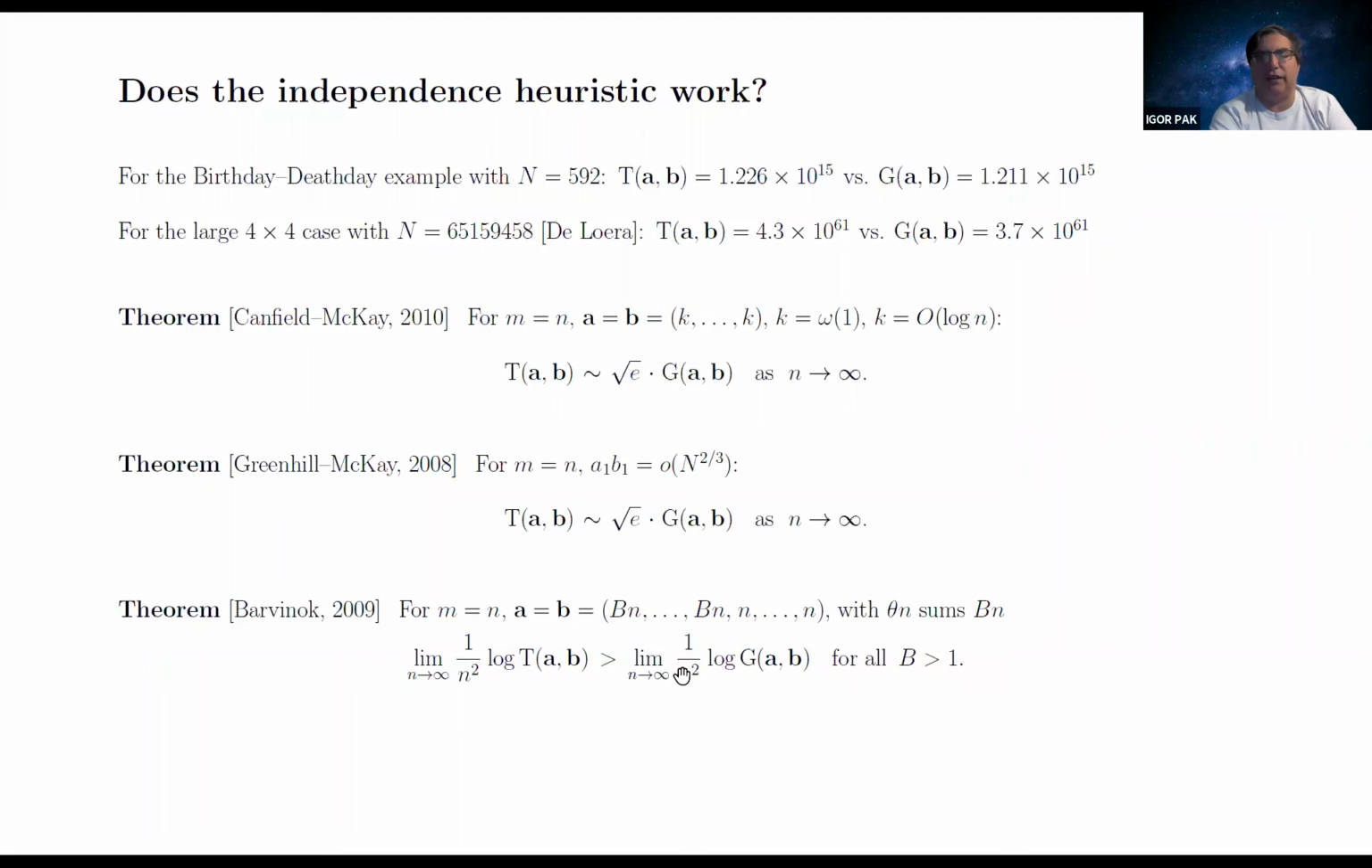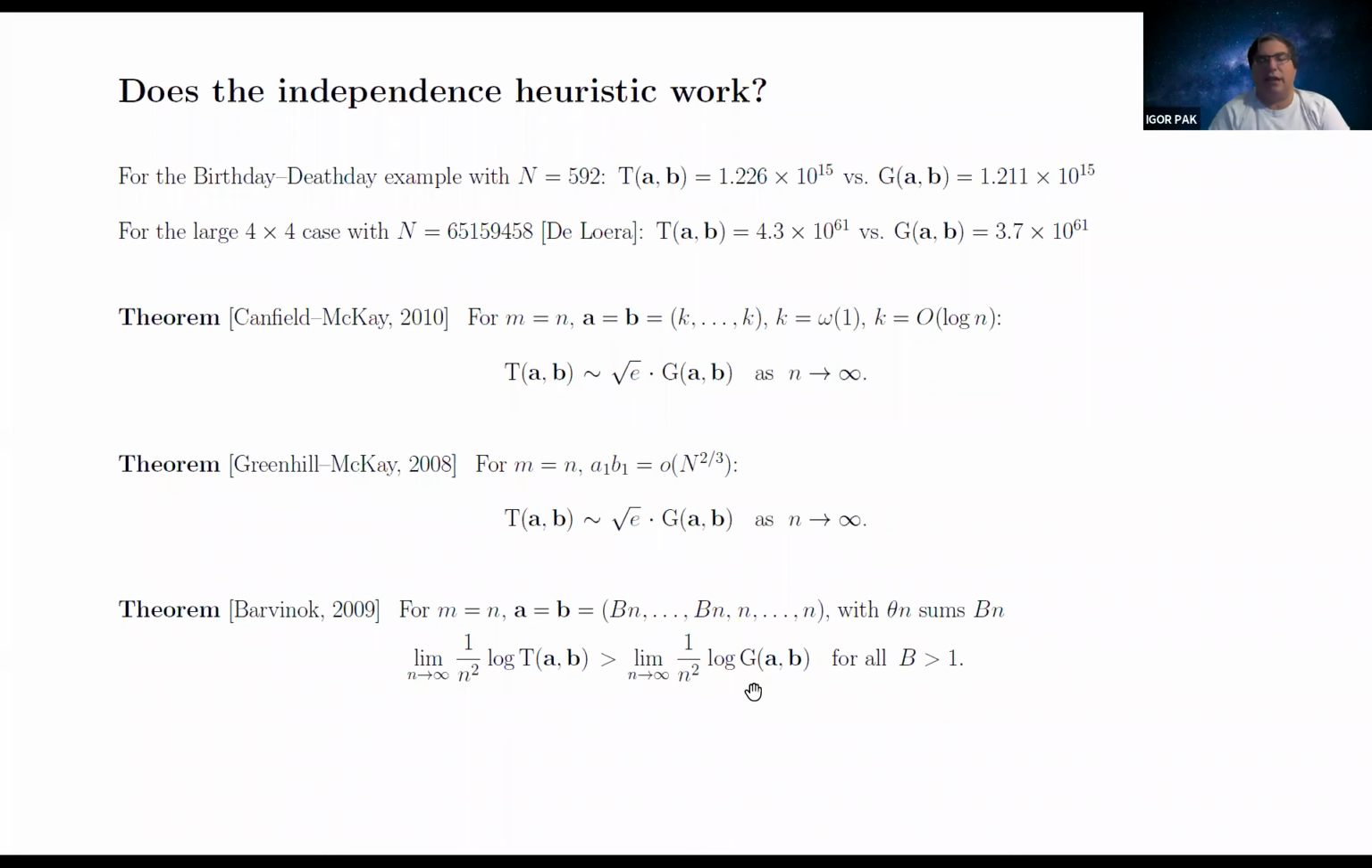If B is strictly greater than 1, then he shows that the logs roughly scale as n squared, and there is a limit in both cases for the independence heuristic. It's an exercise, but these limits are different. So in reality, the independence heuristic strongly undercounts the number of contingency tables in this case. It's very far from being right.